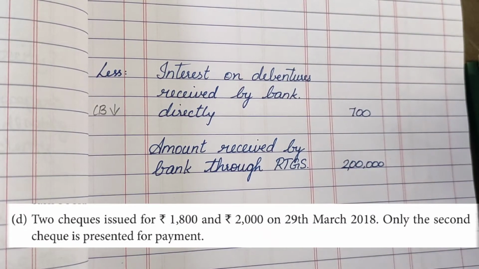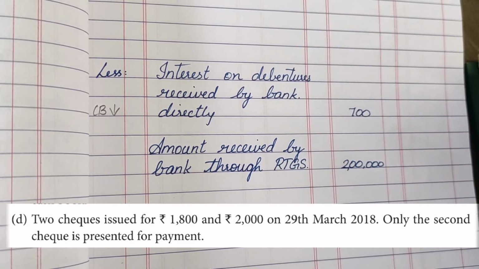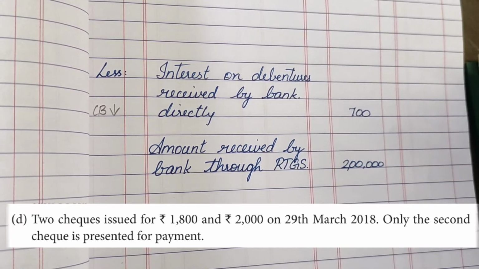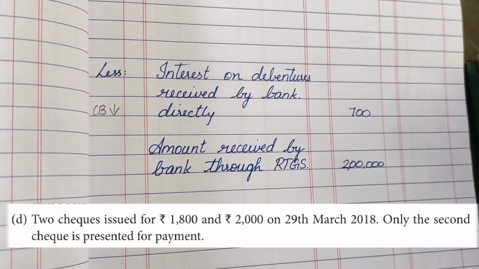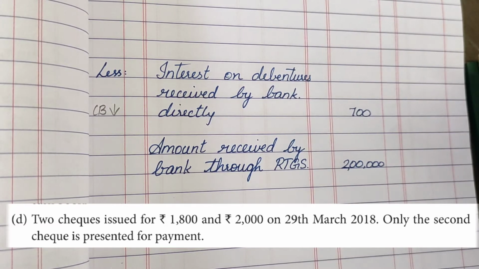Next transaction we have is 2 checks are issued. Issued means they are paid for 1,800 and 2,000 on 29th March 2018. Only the second check is presented for payment. So issued means payment. Likewise, presented for payment means the opposite party has gone and received the money which they have issued as a check from the banker. So only one check is being paid and the other check, the amount remains there in the bank account.